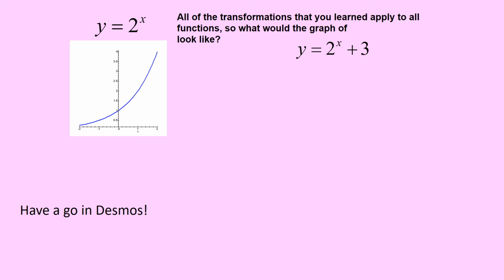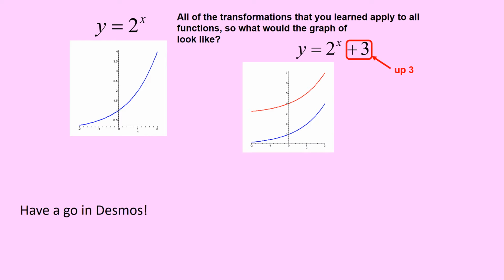So all the transformations that you have learned in the past apply to all functions. So if we think about the graph y equals 2 to the x, what would happen if we plotted the graph of y equals 2 to the x plus 3? Have a go in Desmos, pause the video and then come back and show me your answer. So the plus 3, you should have seen that it shifts the graph up by 3.